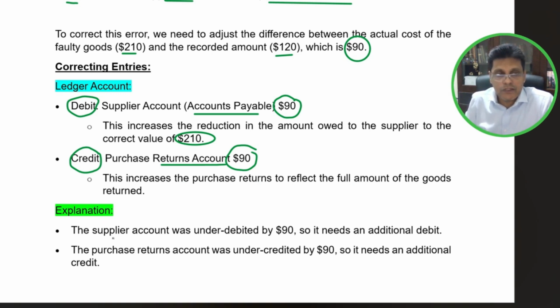So therefore, the supplier account was under debited by $90, so it needs an additional debit, and also the purchase return account was under credited by $90, so it needs an additional credit. So therefore, the correct entry will be to debit the accounts payable account by $90 and to credit the purchases return account by $90.